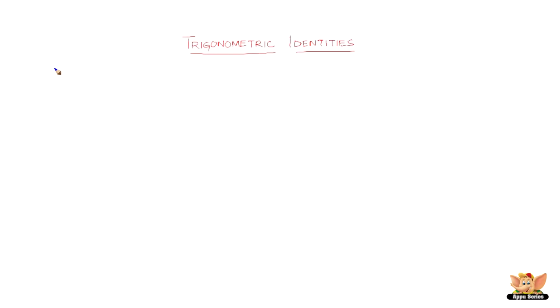In this video, let us look into some of the important trigonometric identities and also prove that sine squared theta plus cos squared theta equals 1. So sine squared theta plus cos squared theta equals 1 is one of the most fundamental and important trigonometric identities.